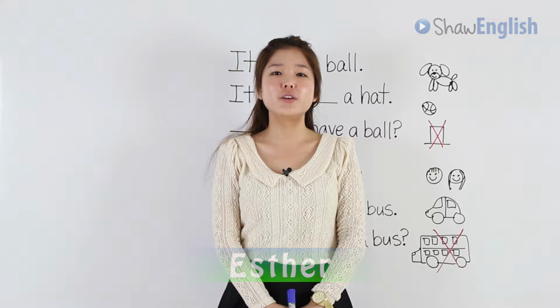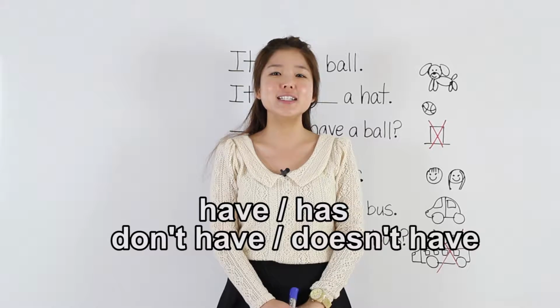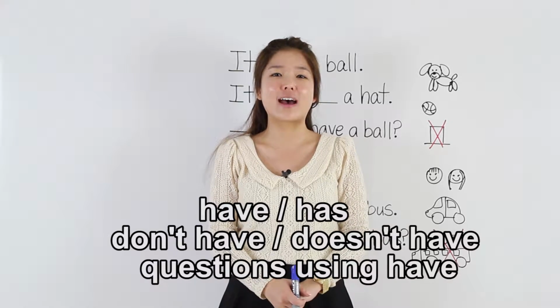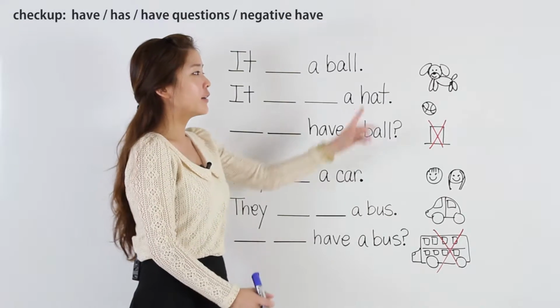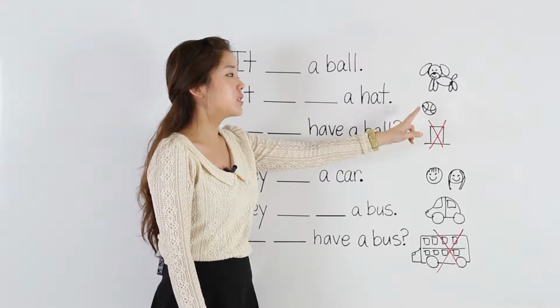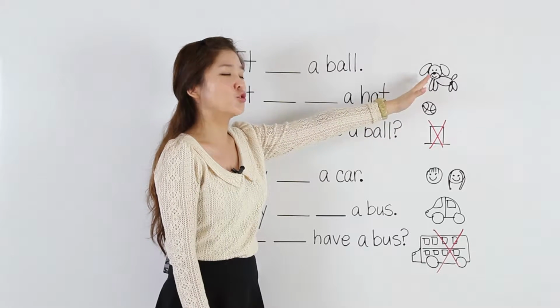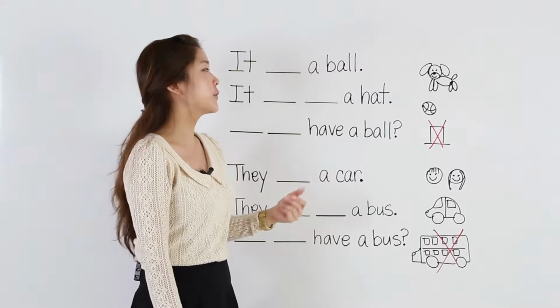This is a checkup video for have, has, don't have, doesn't have, and questions with have. Let's take a look at the board. Here we have a picture of a dog and a ball. And this ball belongs to this dog. So let's make a sentence about this picture.